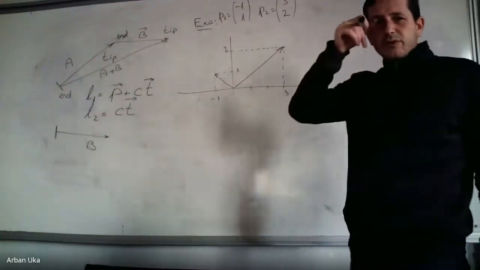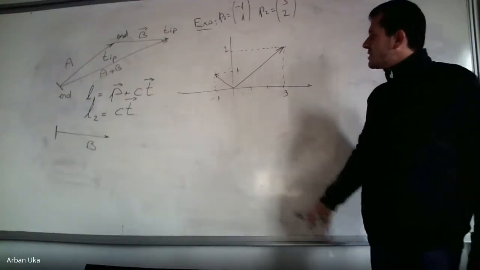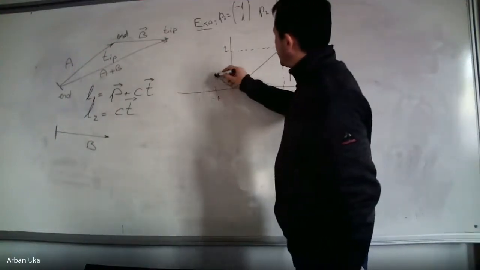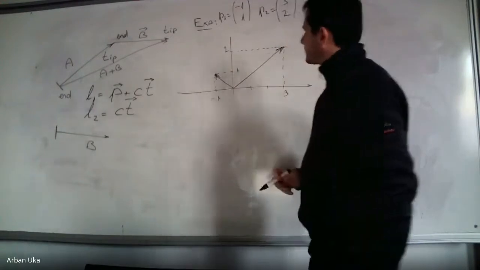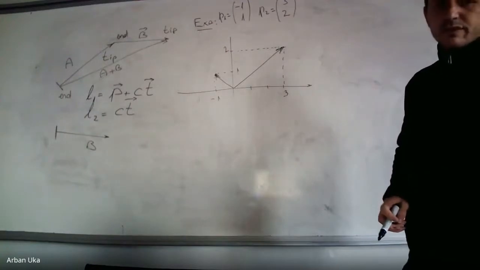Now the question is the following. Let's try to identify a line equation which passes through point P1 and P2, okay? How can we approach the solution of this problem?